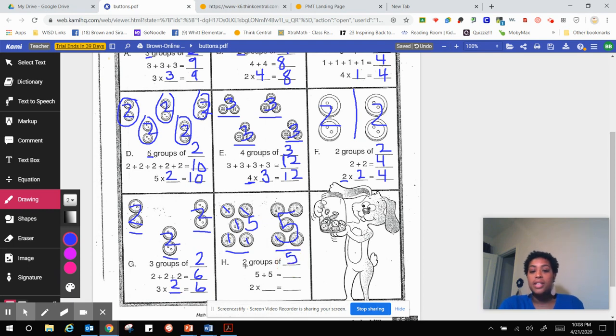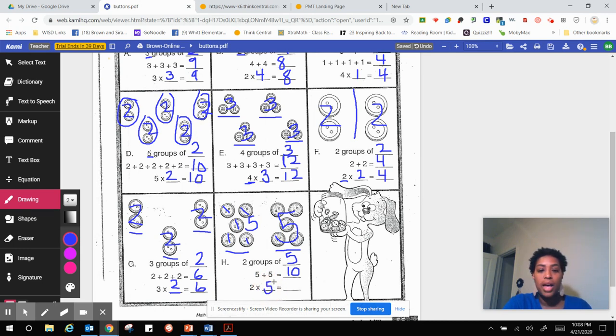Very good. So then we add 5 2 times because there are 2 groups of 5. So 5 plus 5 equals 10. Excellent. So then we have 2 times what? What did you multiply 2 by? Did you choose 5 because there are 5 buttons in each group? If you did, you are correct.